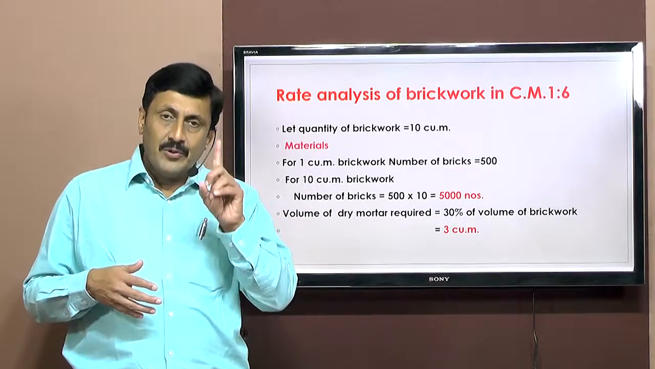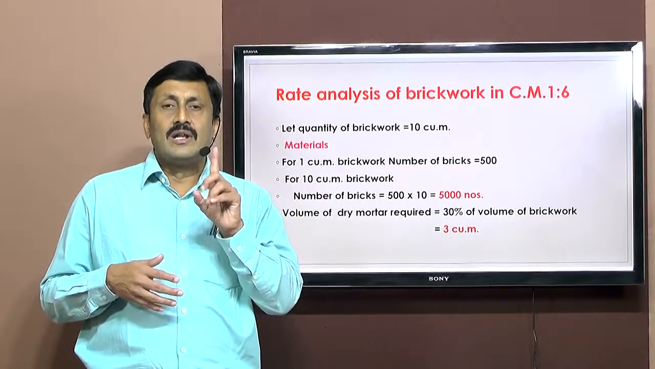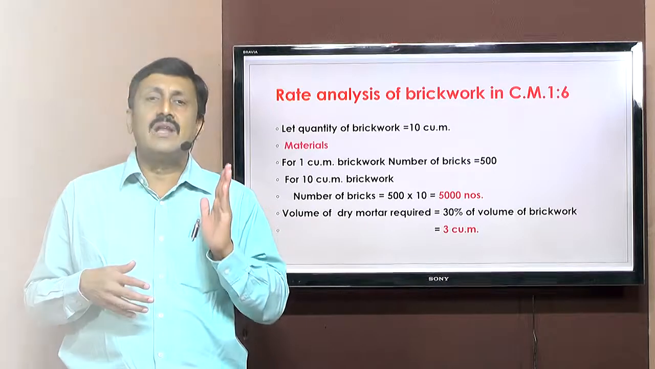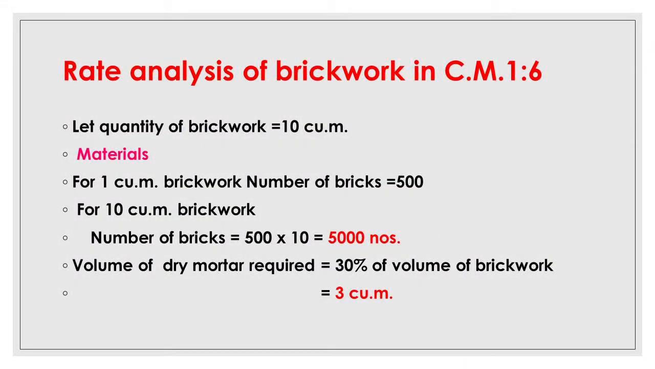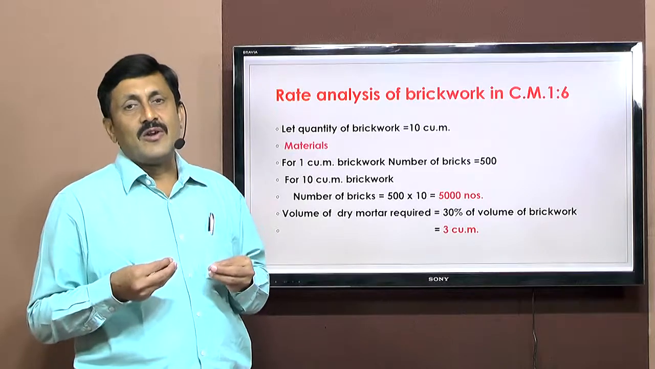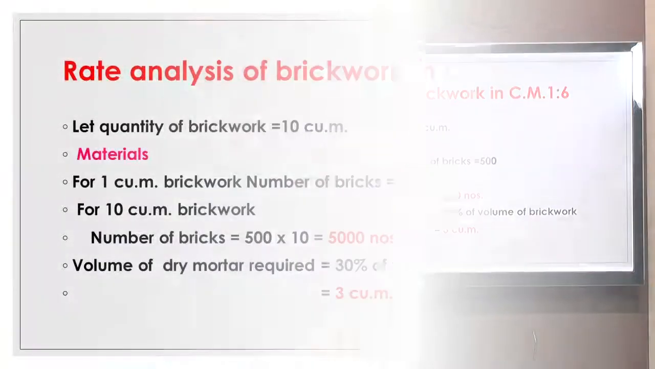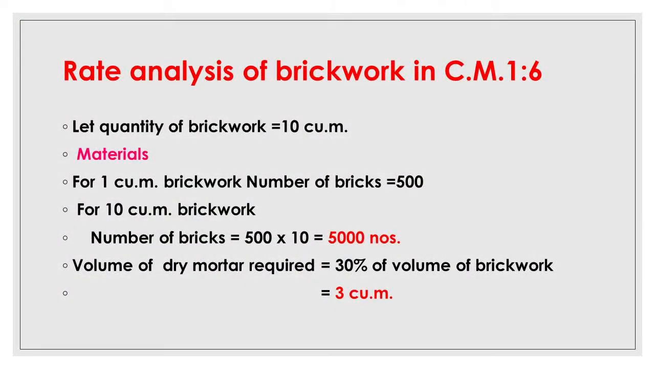So if you consider 1 cubic meter brickwork, the number of bricks required will be equal to 1 divided by 0.002, that will give you 500. So therefore 1 cubic meter brickwork will require 500 bricks. Total quantity of brickwork which we have assumed is 10 meter cube. So number of bricks required will be equal to bricks required for 1 cubic meter multiplied by 10. So it comes to 5000 bricks. So for 10 cubic meter brickwork, 5000 bricks will be required.